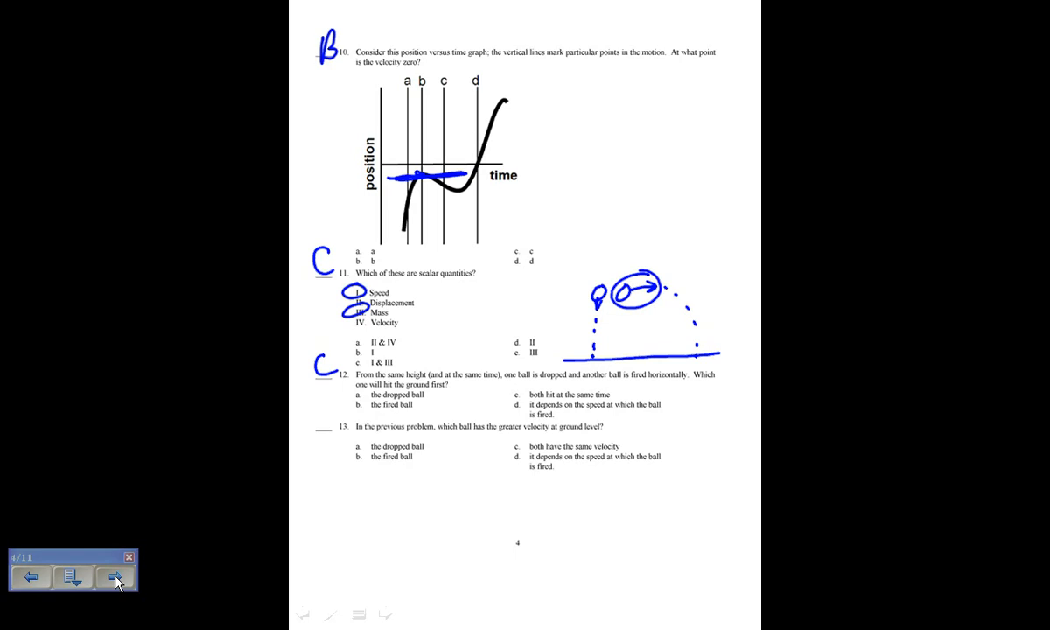Previous problem, which ball has the greater velocity at the ground level? Well, this one has the greater velocity because when it gets over here, it has a component in that direction and a component in that direction. So the fired ball, B, has the greater velocity.